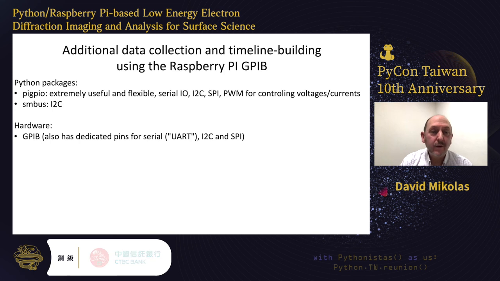Okay, so we have serial I/O. There's also I2C and SPI. We can generate pulse width modulation, so we can control currents or voltages in the system from the Raspberry Pi. There's another library called SMBus that does that. And the GPIO has some dedicated pins for these things already.